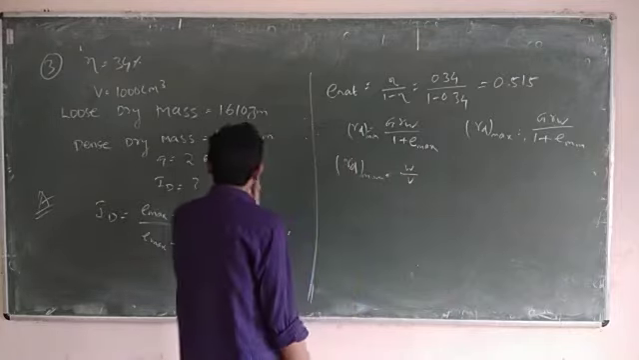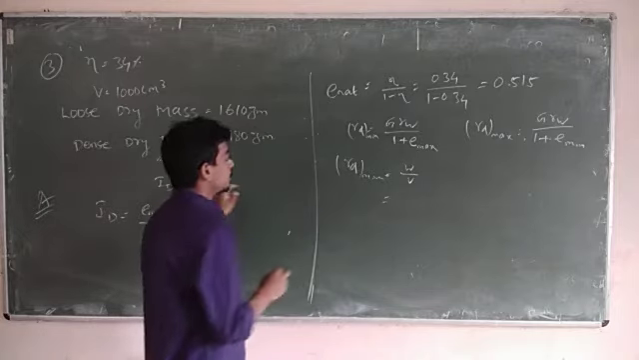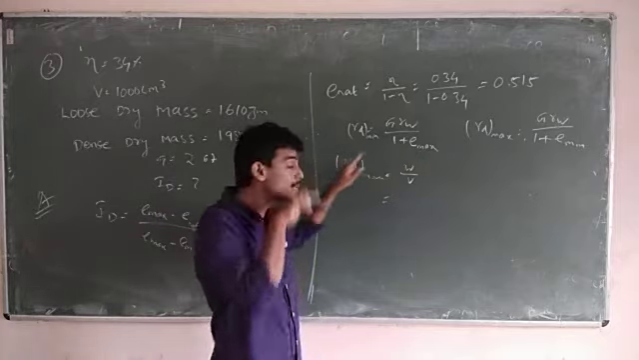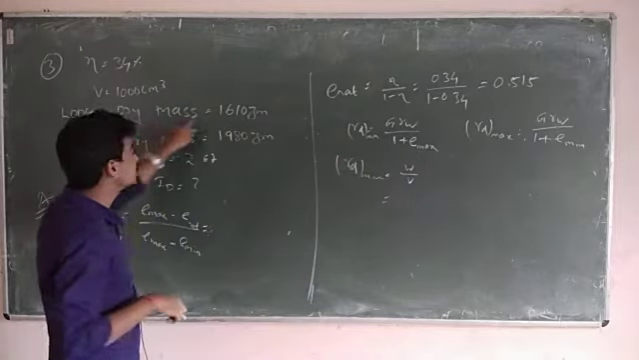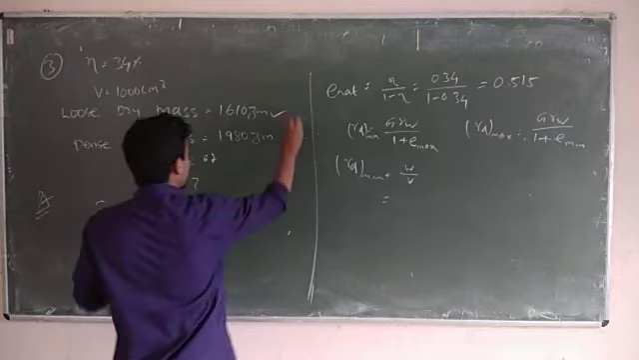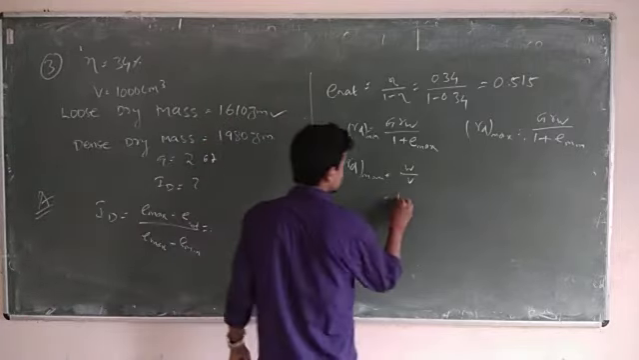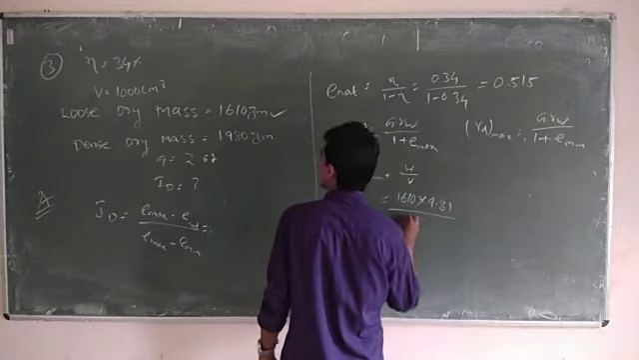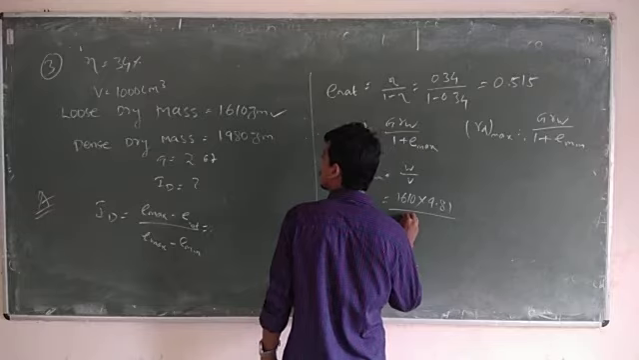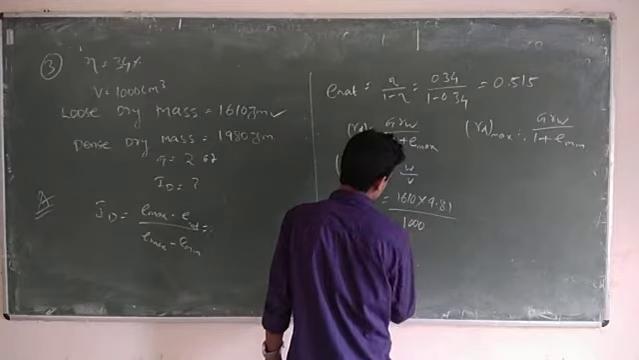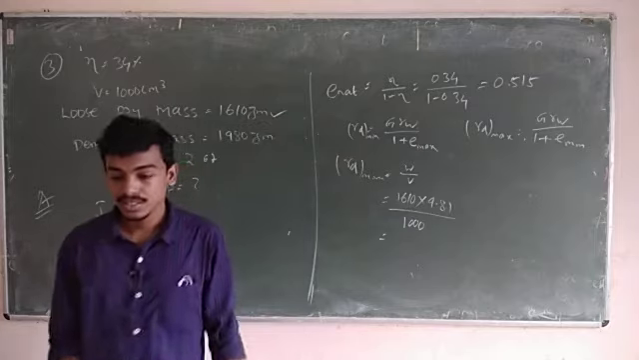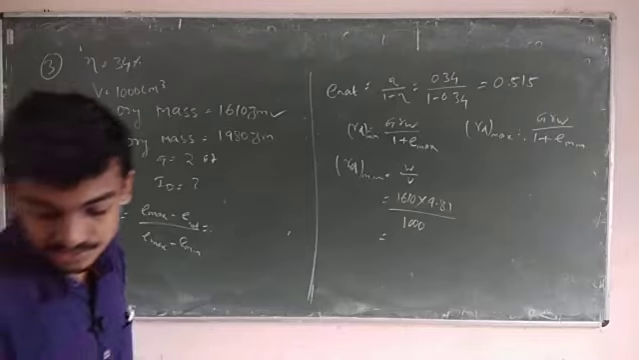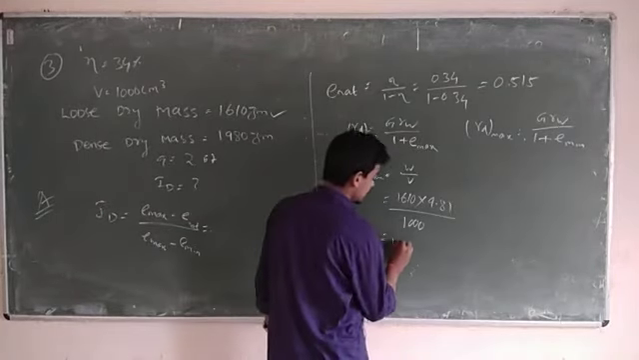So this gamma D minimum corresponds to E maximum. Where will E maximum lie? E maximum will lie in the loose dry mass. So I will take this mass. That will be 1610 into 9.81 by the total volume, which is 1000. Whatever value comes will give you the gamma D minimum. That value is coming 15.79.